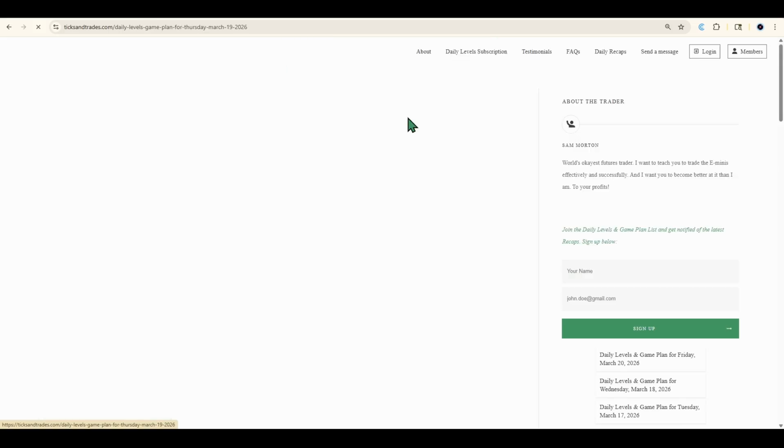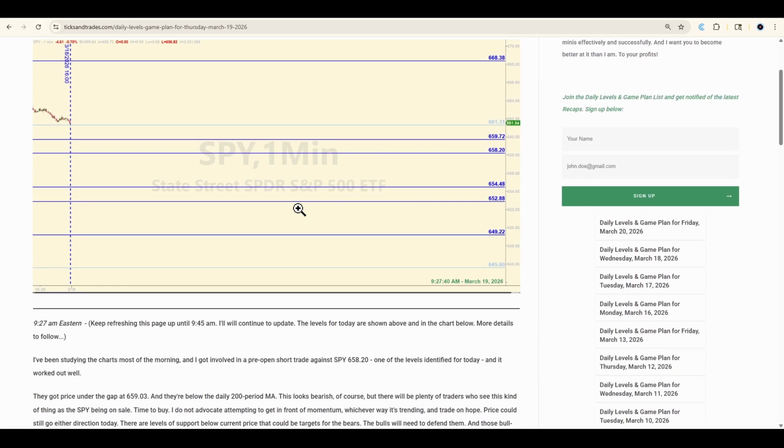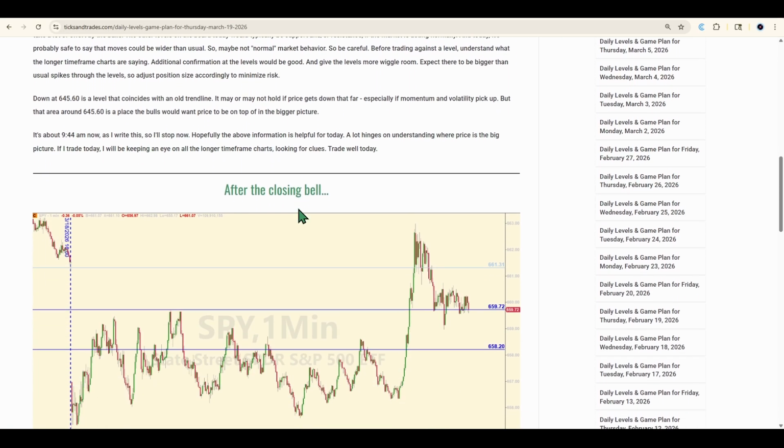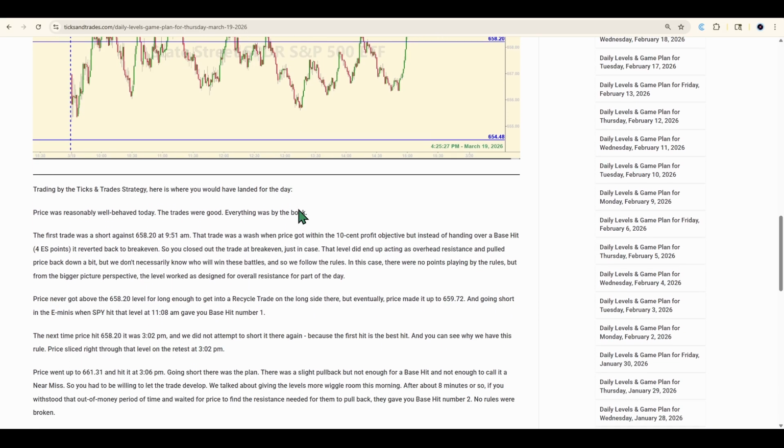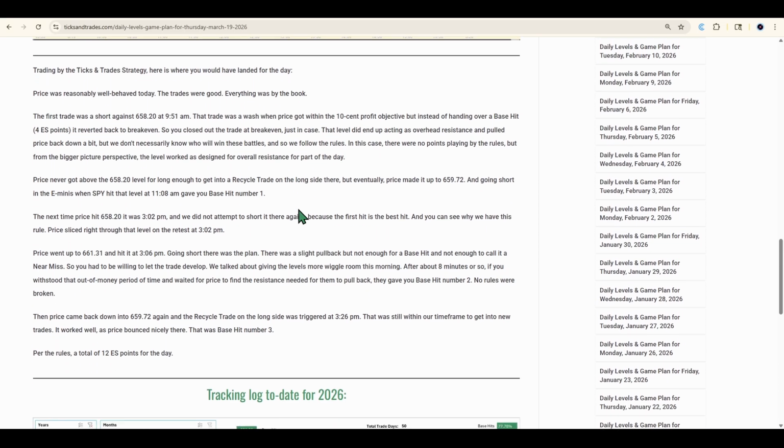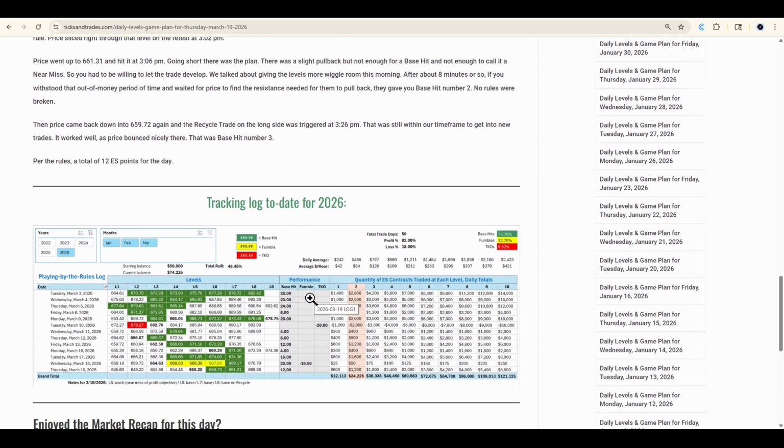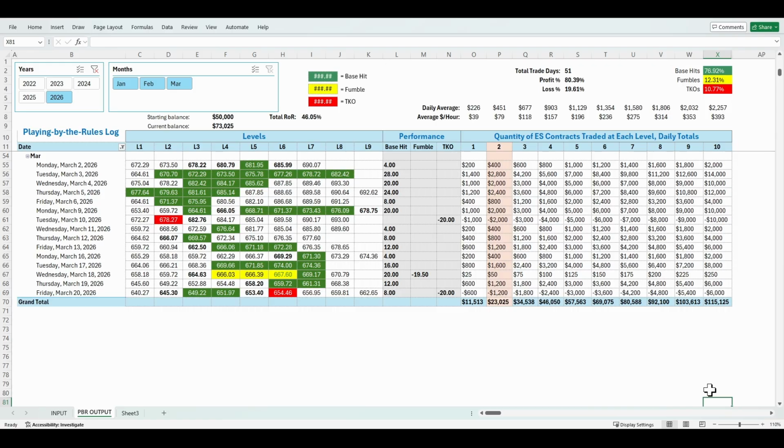Just pick one and dive in and see what you can learn. This is an example of Thursday this past week. Before the market opened, after the market closed, what happened, and the tracking log for that day. But anyway, back to the tracking log.